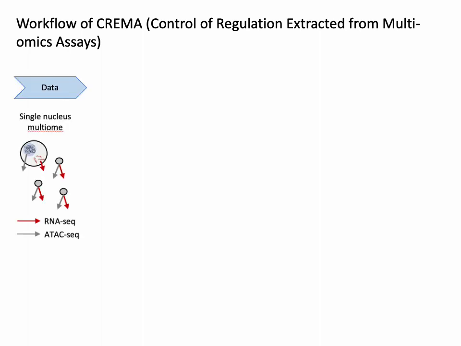So we developed a new computational framework specifically for studying gene regulation from single-cell multi-omics assays. We call it CREMA, which stands for Control of Regulation Extracted from Multi-omics Assays. The goal of CREMA is to combine the same cell measurements of RNA and ATAC to extract mechanisms of gene regulation with high quality. The input data to the framework is single-cell multi-omics data, where RNA-seq and ATAC-seq are simultaneously measured in the same cell.